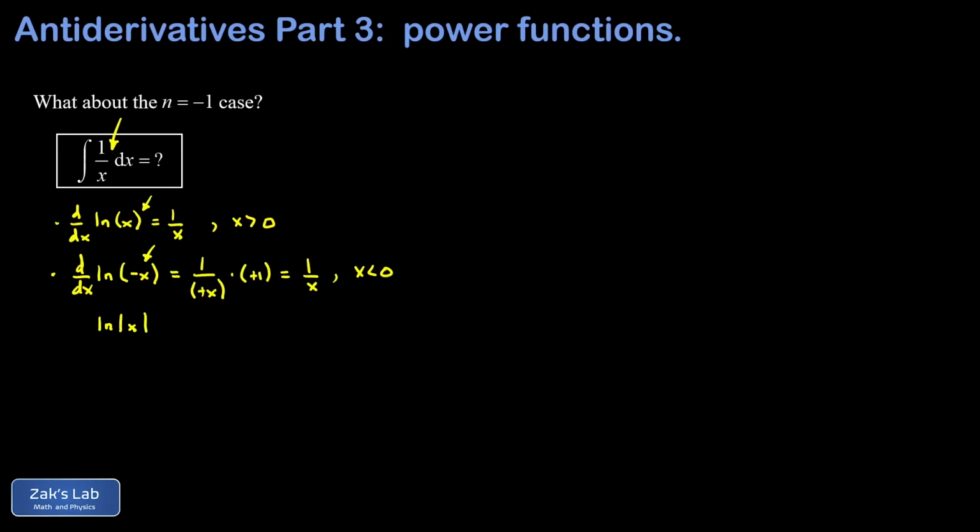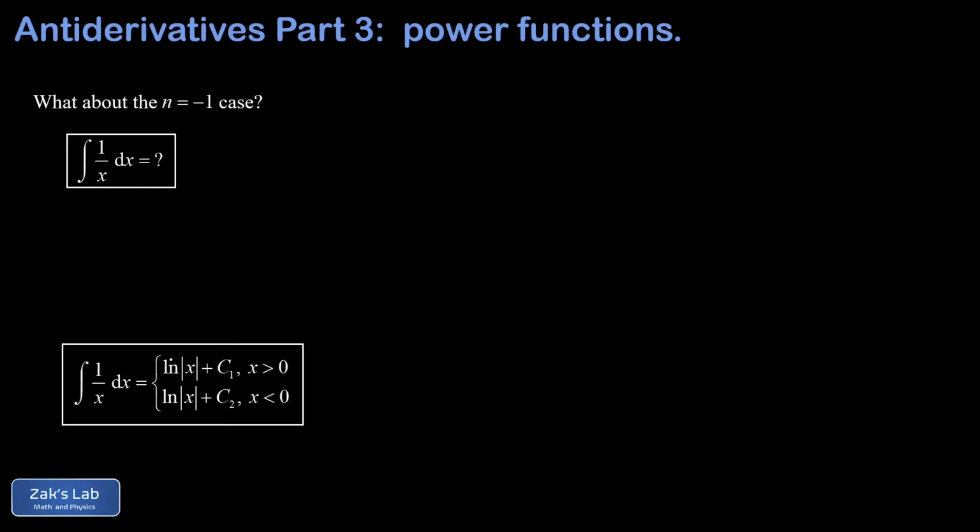So our antiderivative is essentially the natural log of the absolute value of x, but there's a subtle point lurking here about how to deal with the arbitrary constant part. So I've written the antiderivative of 1 over x as the natural log absolute value of x plus c1, that's some arbitrary constant, when x is bigger than 0, and the natural log of absolute value of x plus c2, some other arbitrary constant, when x is less than 0. And this is the most general possible thing that differentiates to 1 over x.